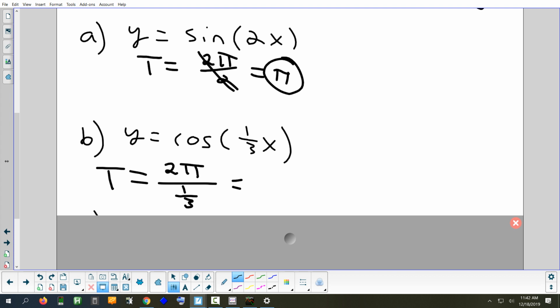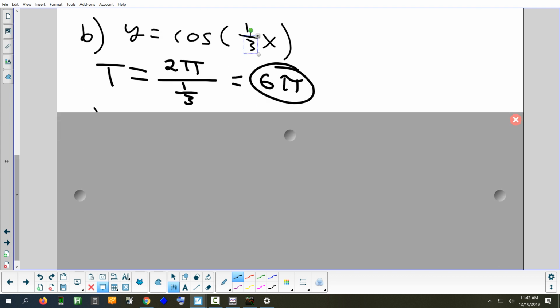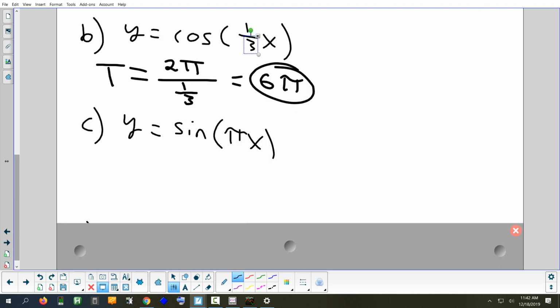So what's the period of this one? 6 pi. Is that bigger or smaller than the original? Bigger, 3 times bigger. Right? So when you put a 1/3 in front, it actually stretched it 3 times as much. Small numbers make it bigger, a longer cycle. Right? How about this one?